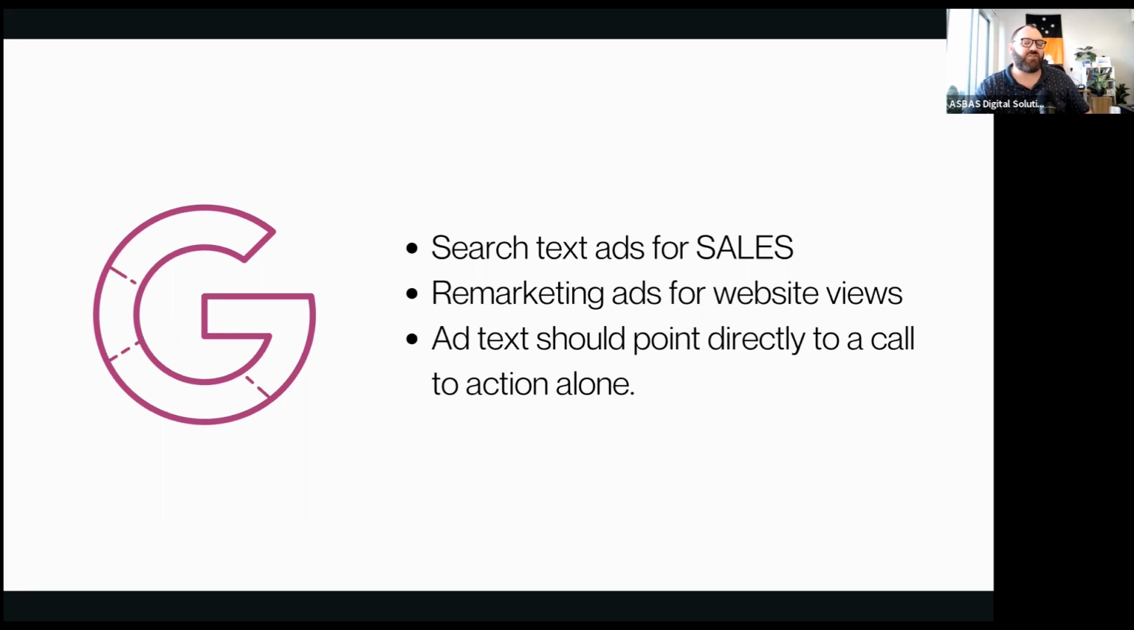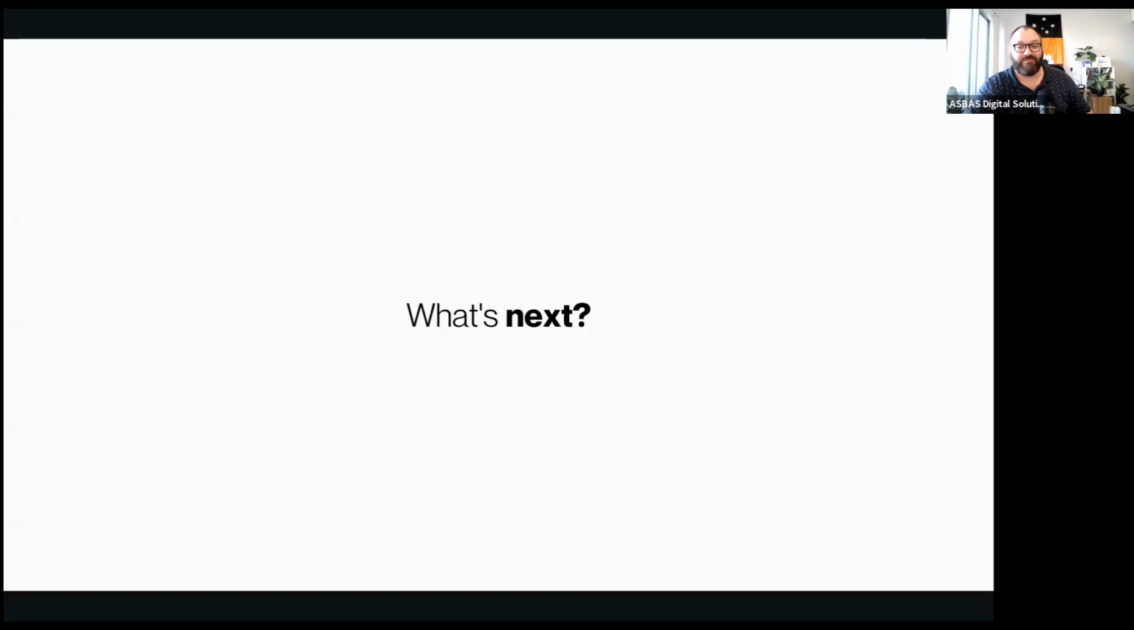If it's a search text ad, then it should point directly to a call to action alone. The only thing you want for your search text ad, which is highlighted for sales at the top there, is to point people directly to making a sale. That's all you want to do. You don't want to describe the product. They're already looking for what you're doing. They're looking for a deal, or they're looking for the ease of booking. They're looking for clarity to find that thing and buy it. If you're the clearest and you're in the right price range, they will probably come to you if your ad shows at the top of the screen.